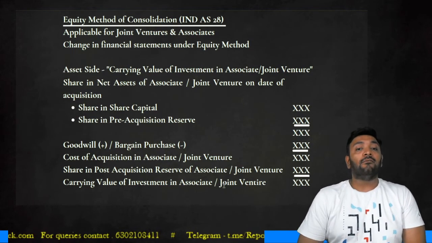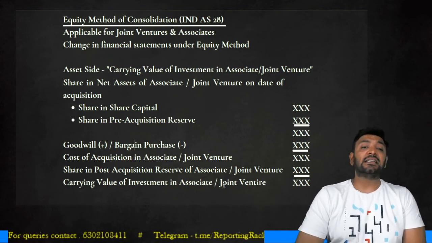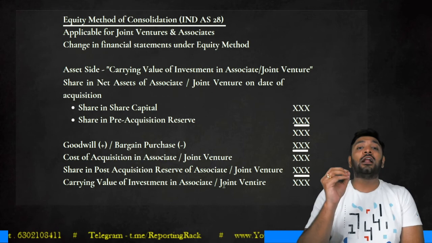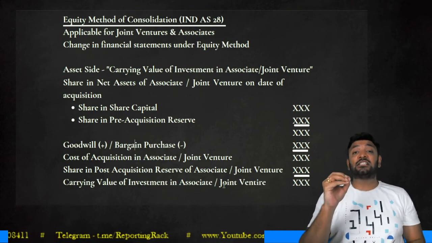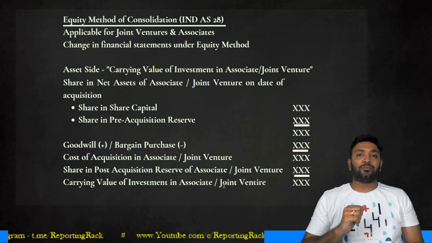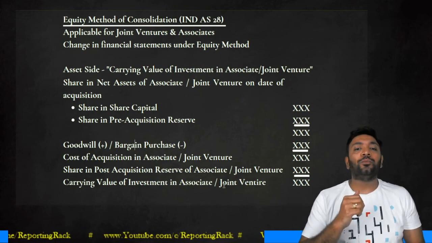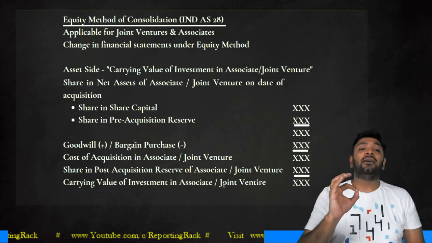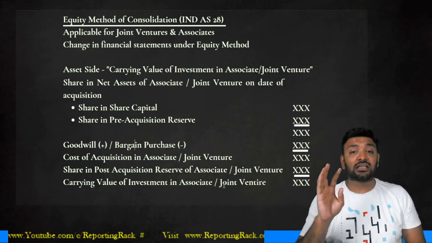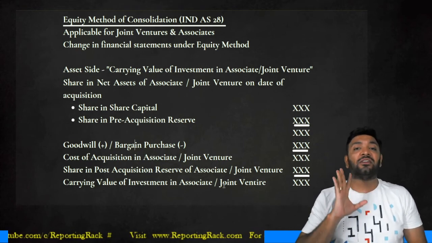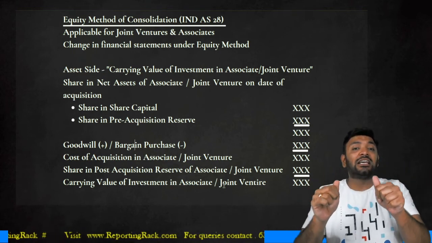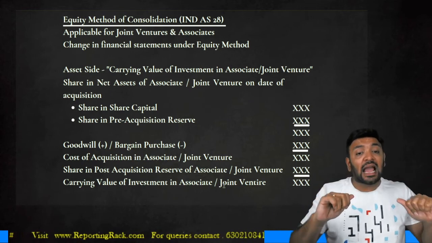What is the change? When you calculate the carrying value of investment, I will take the share in net assets of the associate or joint venture on the date of acquisition. That is share in net assets on date of acquisition. If I add goodwill or deduct bargain purchase, I will get the cost of acquisition. Cost of acquisition, everyone knows, because the balance sheet will tell you. To that cost of acquisition, I will add the share in post-acquisition reserves of the associate or joint venture. Once I add that, I will get the carrying value of investment. So the only change I did was adding the share in post-acquisition reserves of the associate or joint venture to the cost of investment on the asset side, to get the carrying value of investment.